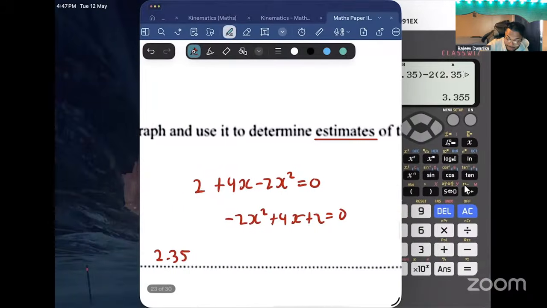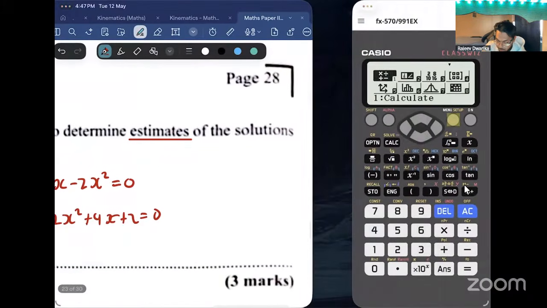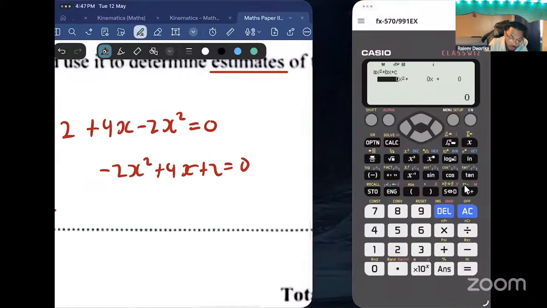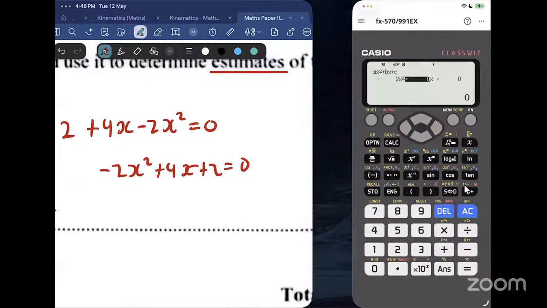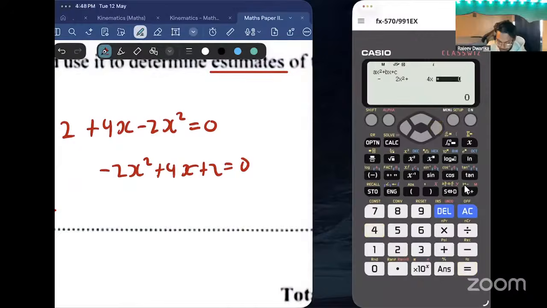In your calculator, you could go to menu, setup, and go to equations as function. We're dealing with a polynomial of degree 2, and you could say negative 2 for x squared, 4 for x, and 2.